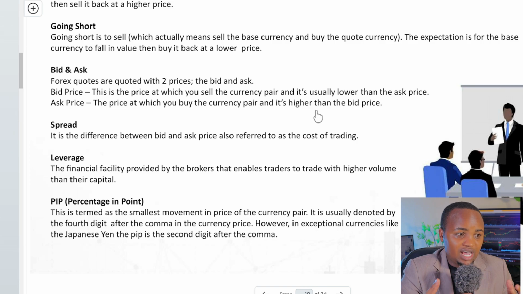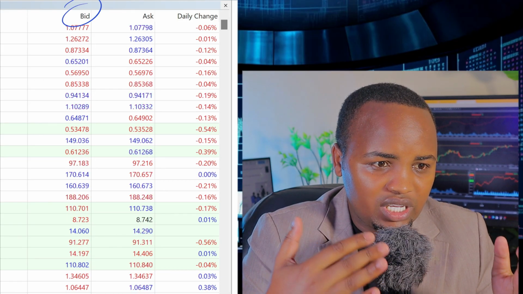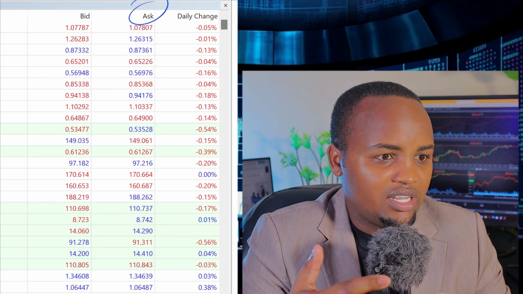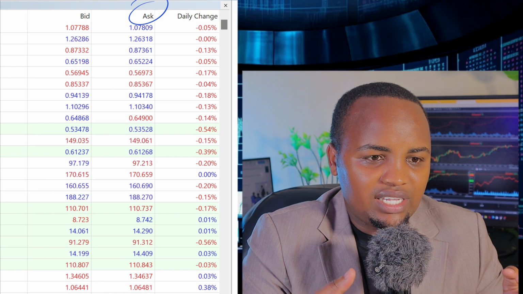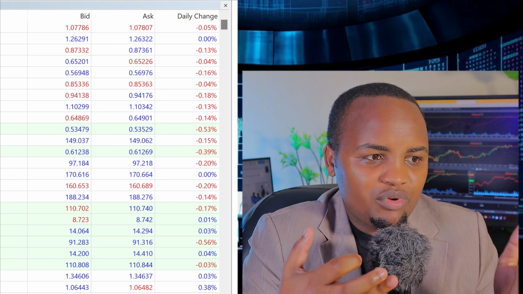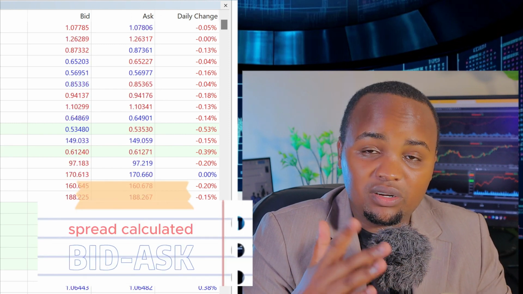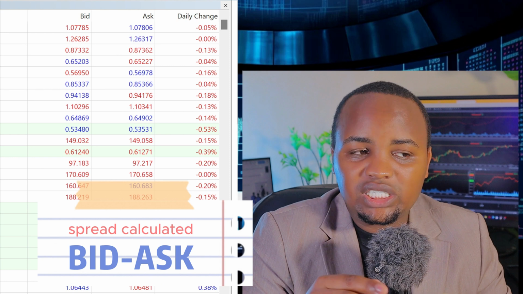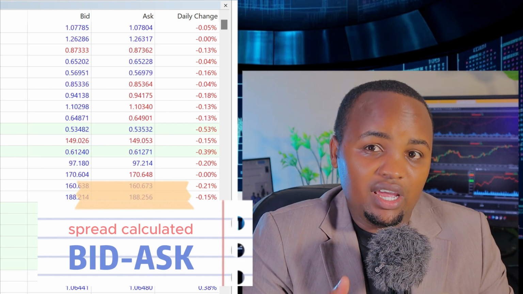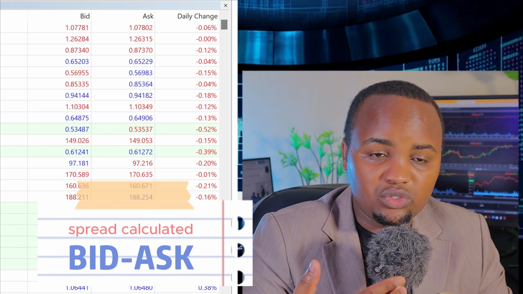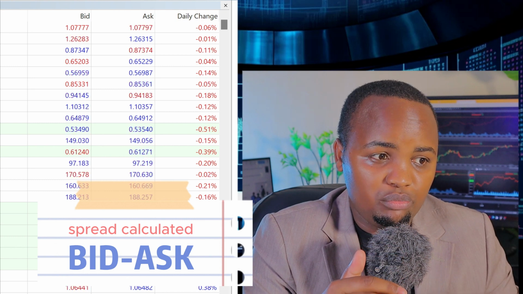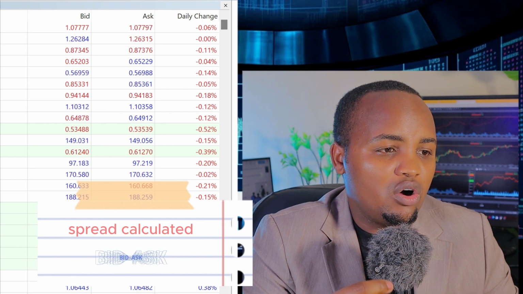Bid and ask price are different, because the bid is what you sell at, and it is usually lower than the ask price. The ask price is the buying price, so you buy the currency pair higher than the bid price. The ask price is the buying price and the bid price is the selling price. The difference between the two is what the broker offers, so that when you are buying and selling, the prices are different. That difference is the price that you pay the broker, and it is normally called the spread.